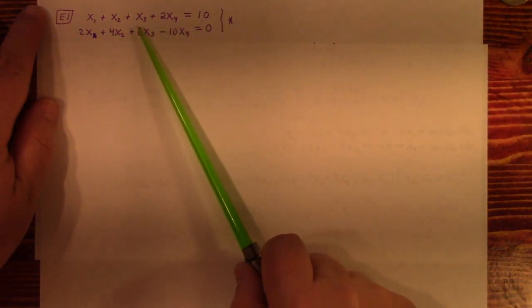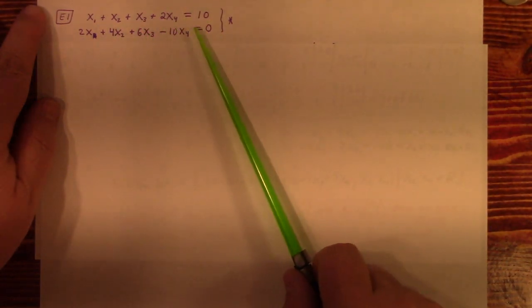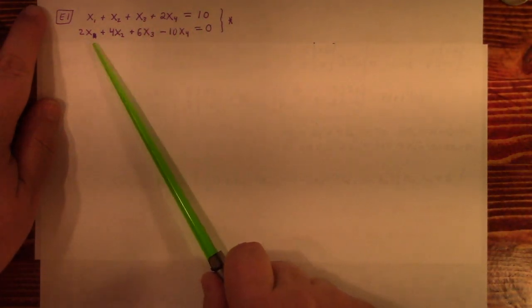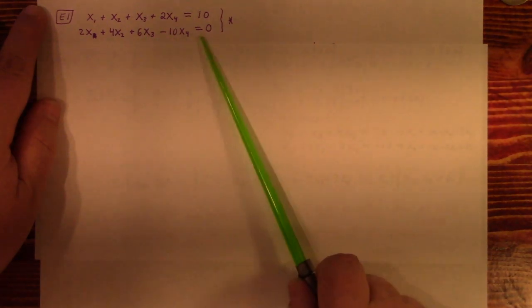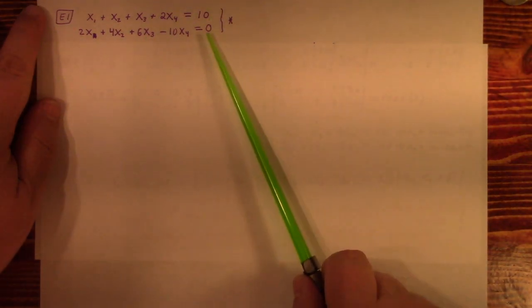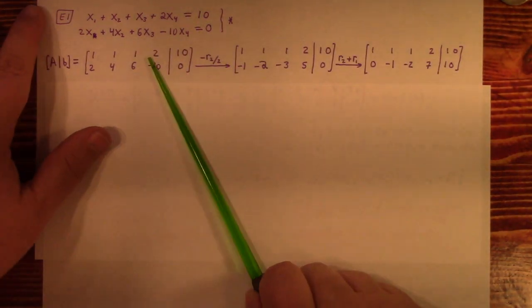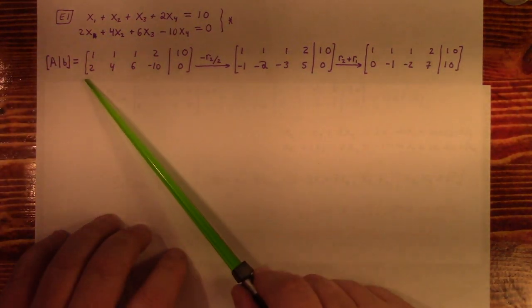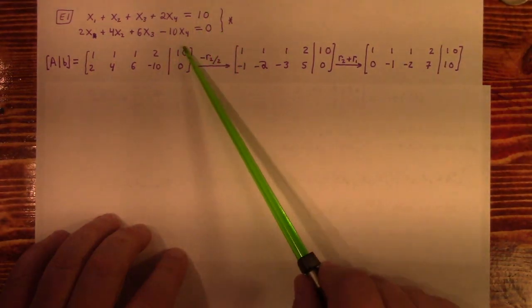So here's a system. It's going to be 2 equations and 4 unknowns. x1 plus x2 plus x3 plus 2x4 equal to 10, and 2x1 plus 4x2 plus 6x3 minus 10x4 equal to 0. So this is an inhomogeneous system because of the 10, all right? Now I can trade that for its augmented coefficient matrix right about here. And as you can see, I just rip off the numbers and keep the inhomogeneous terms here.